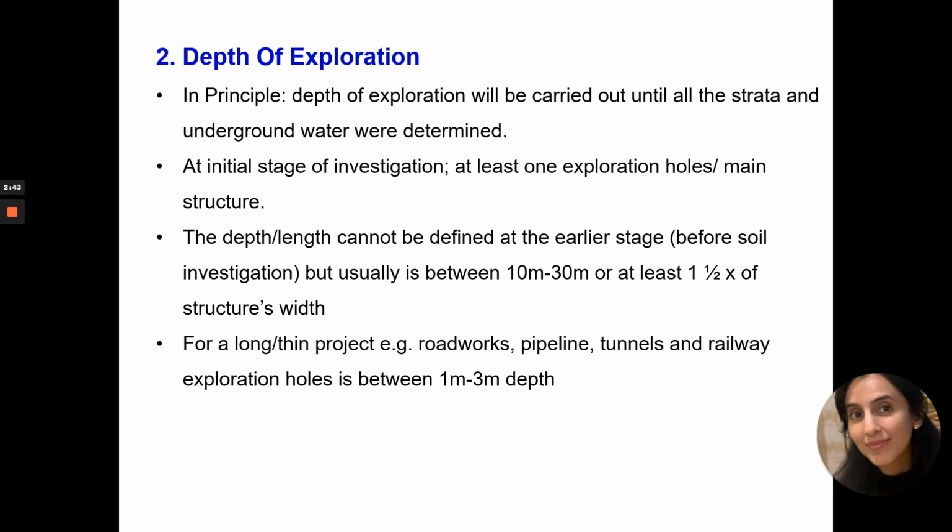For big projects or thin projects like road works, the exploration depth is between 1 meter to 3 meters because it's not a high-rise building. If you have a high-rise building like 16, 17 or 40 stories, you will have to do deeper exploration.